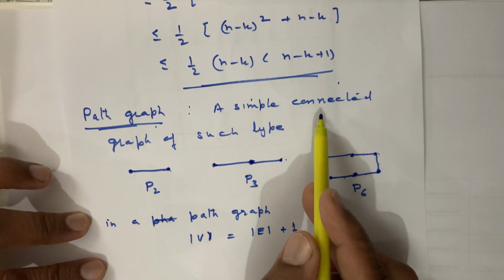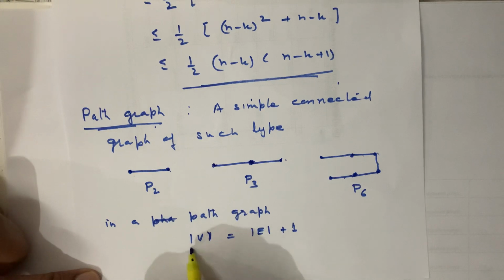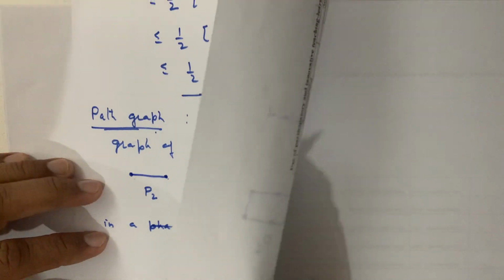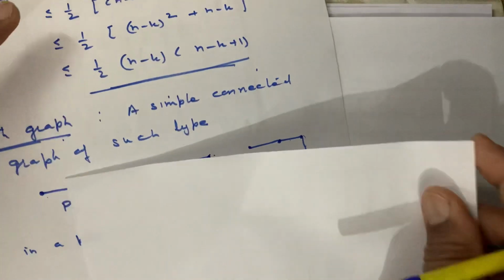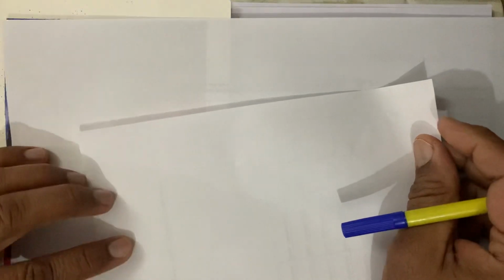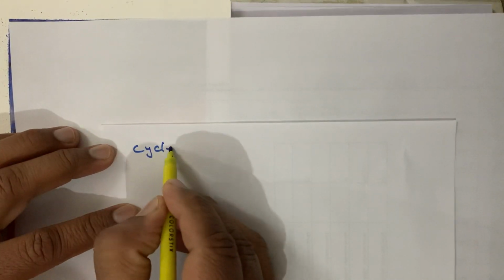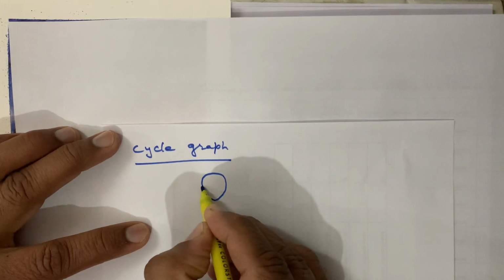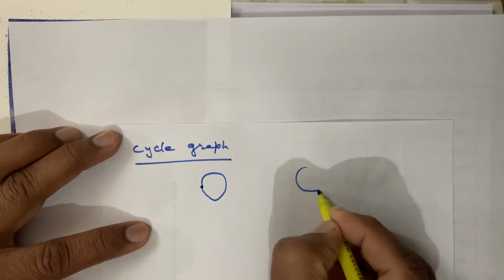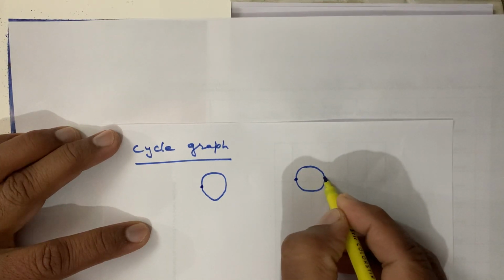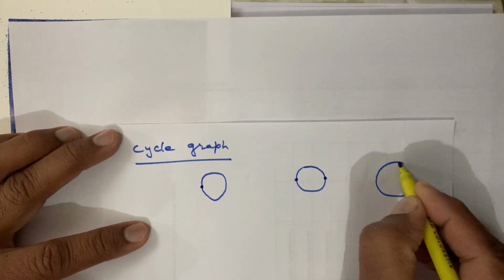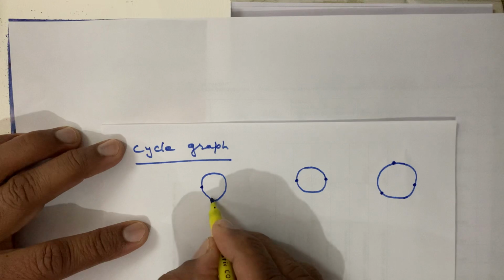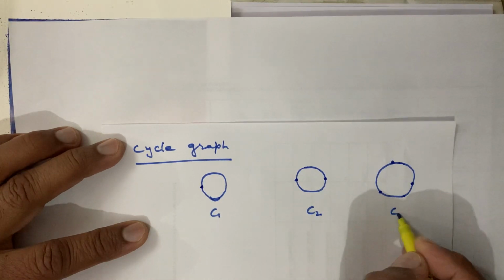So a simple connected graph is a path graph if order of V is equal to order of E plus 1, then we say that this is a path graph. इसी तरह की एक टर्म्स अपन पास और आती है साइकिल ग्राफ. Such type of graph, this is called the C1 cycle, this is C2 and this is C3.